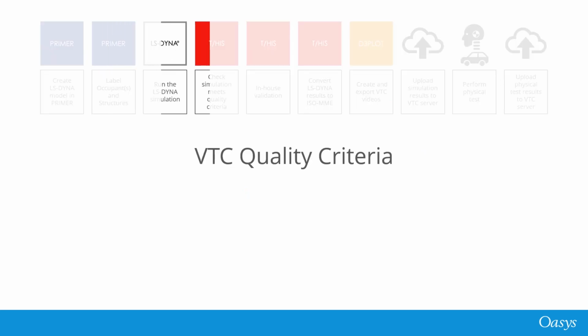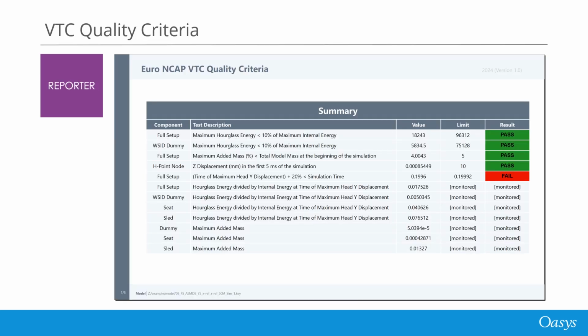Next, we have VTC Quality Criteria. The VTC Quality Criteria workflow tools enable CAE teams to perform the quality checks required by the Euro NCAP and C-NCAP protocols. CAE teams can generate a report at the end of each LS-DYNA job using the automation application Oasys Reporter, as well as a summary page showing the overall VTC quality criteria results.